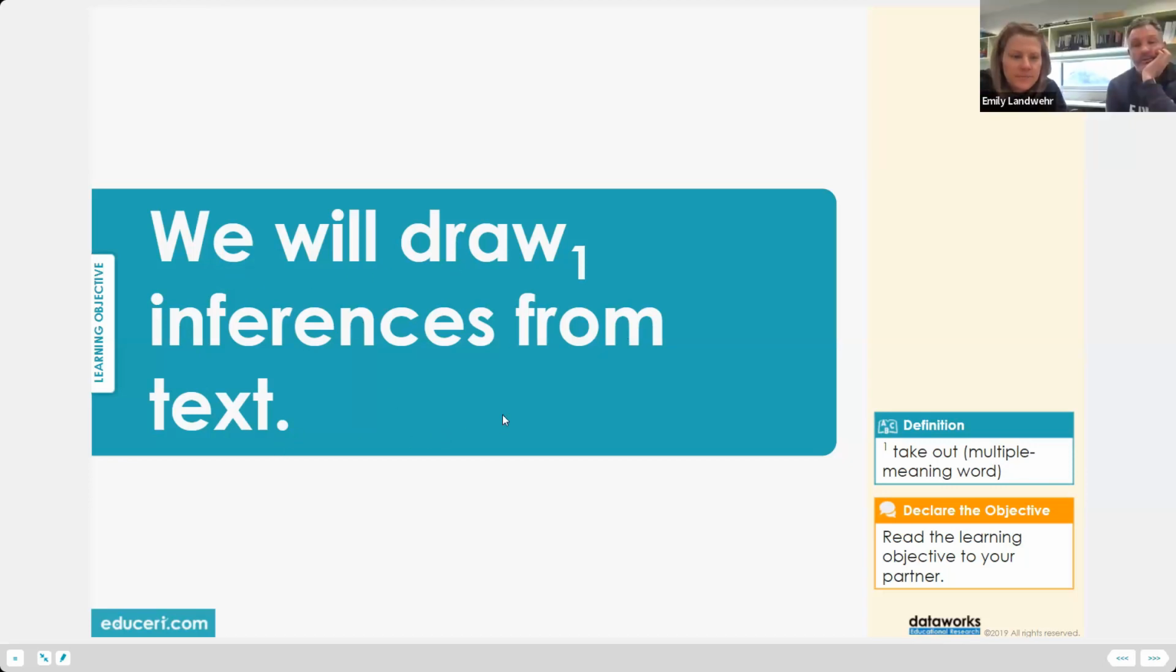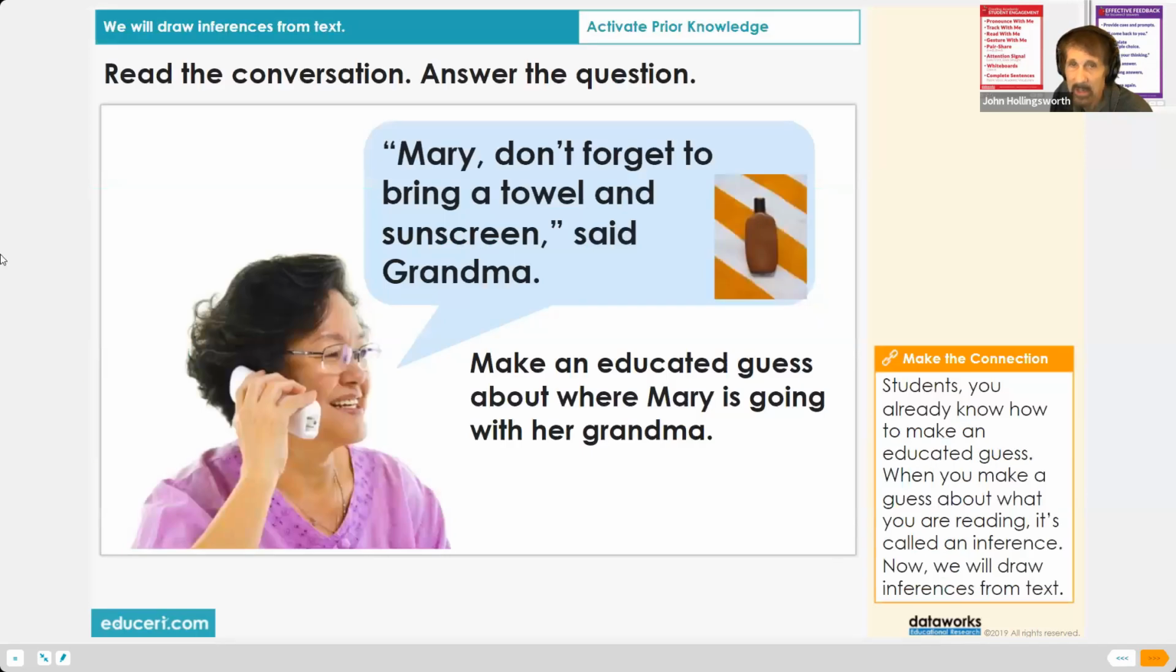Okay, I think you can see how we do this. And you might have to use corrective feedback. You might have to use echo reading. If the students can't read, you'll go, we will draw inferences from text like that. All right, let's go on and do another page.